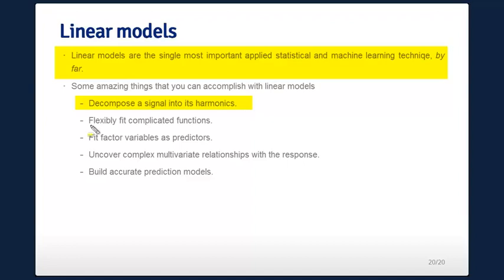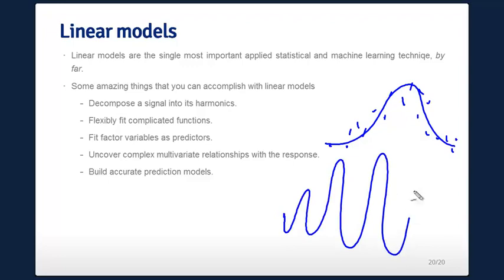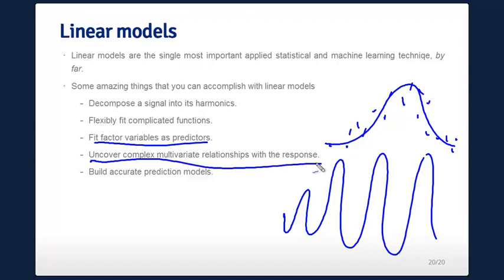Okay, you can flexibly fit complicated functions, right? So if you have data that look like this, like that, and you want to fit something that's not that complicated, but you want to fit something like that, let's come up with something more complicated, something like that. If you wanted to fit something like that, you could do it. You can fit factor variables, like a treatment effect, as predictors. You can uncover complex multivariate relationships with the response, and you can build accurate prediction models.